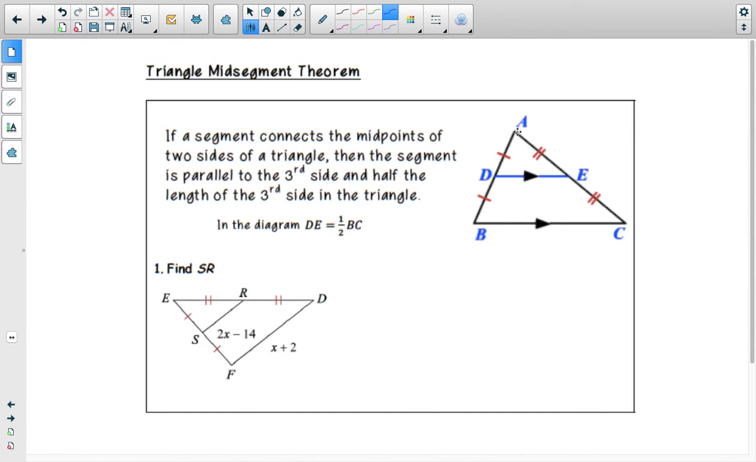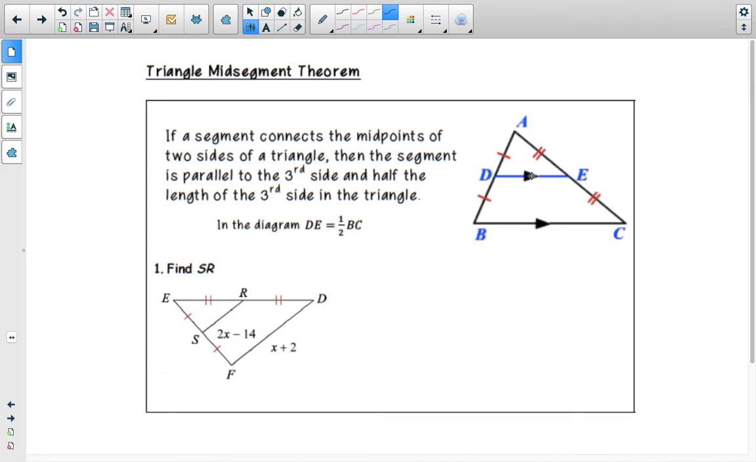Same thing happens on segment A to C. We have two tick marks from A to E, which means it is the exact same length as segment EC, or from E to C. So that means that it's the midpoint because it's in the exact middle. The segment DE is what's connecting those two midpoints. This segment is parallel to the third side down here. These two segments will never touch each other.